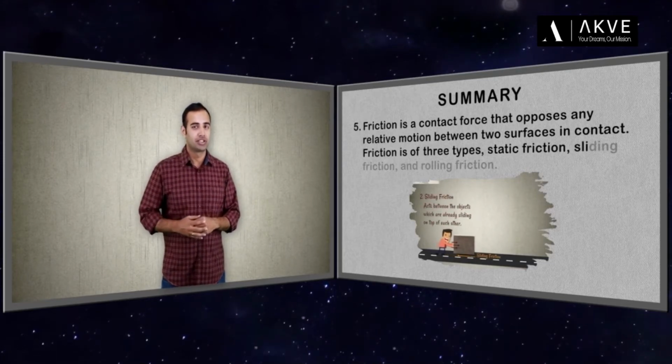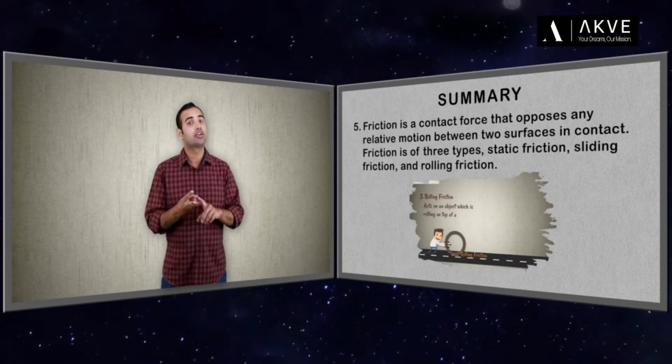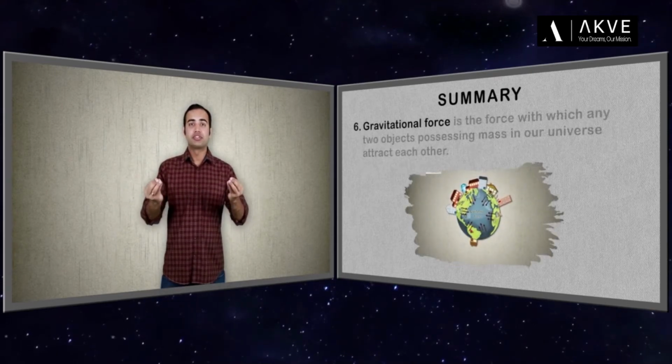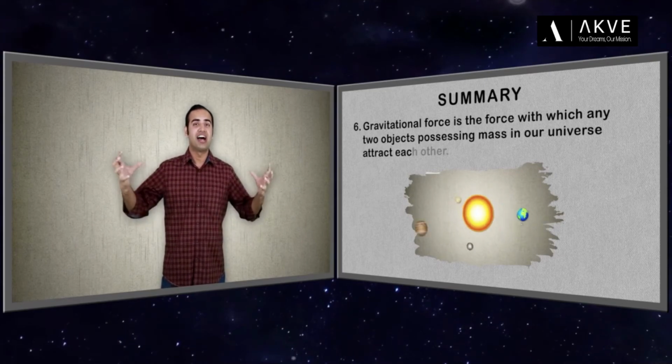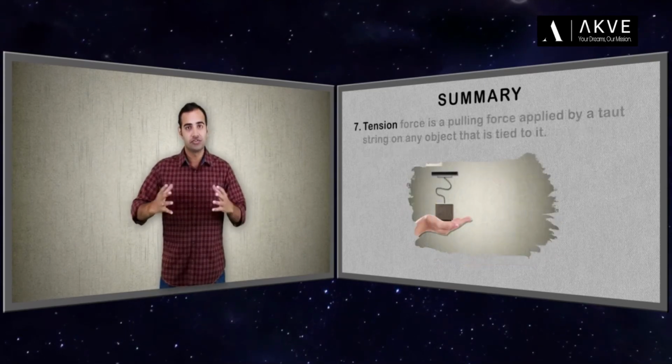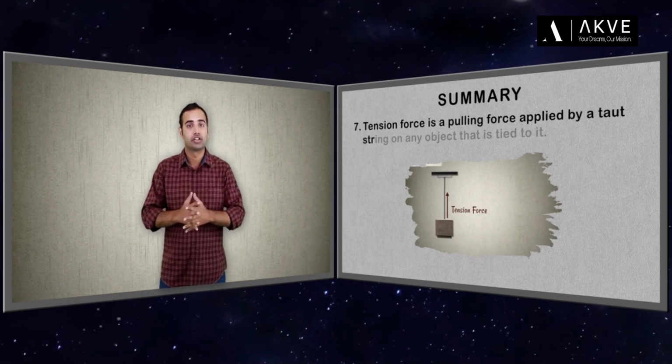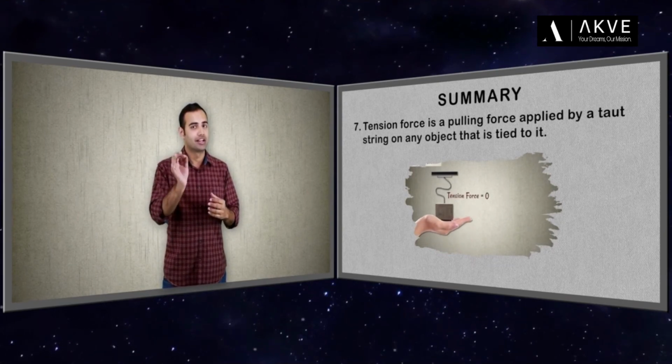Friction is of three types: static friction, sliding friction, and rolling friction. Gravitational force is the force with which any two objects possessing mass in our universe attract each other. Tension force is a pulling force applied by a taut string on any object that is tied to it.